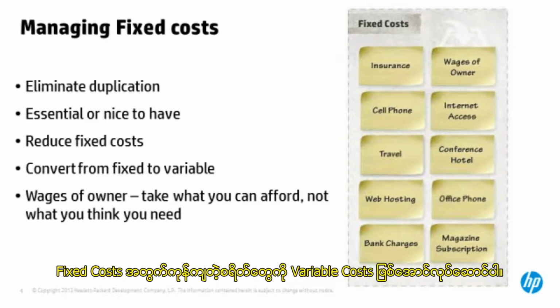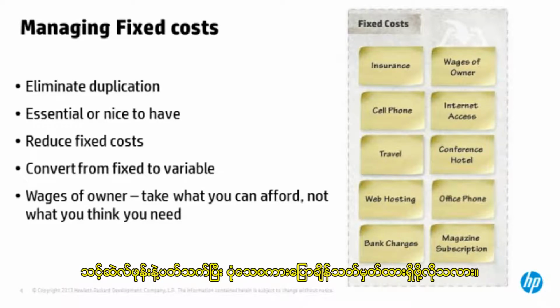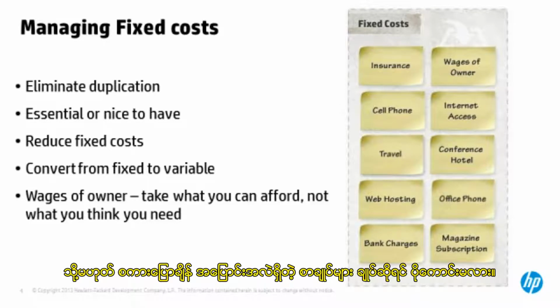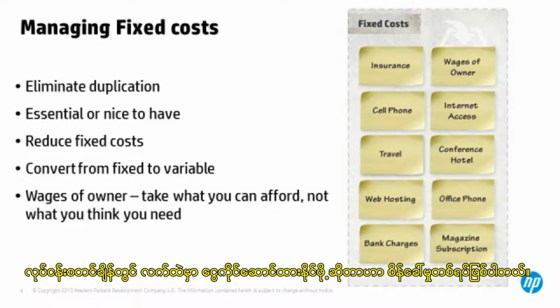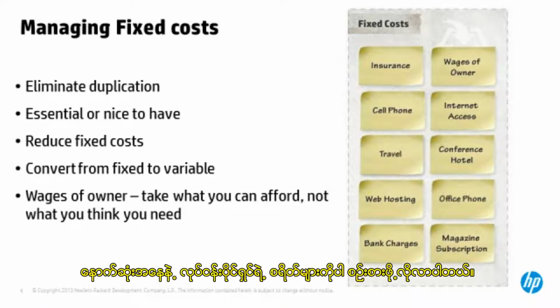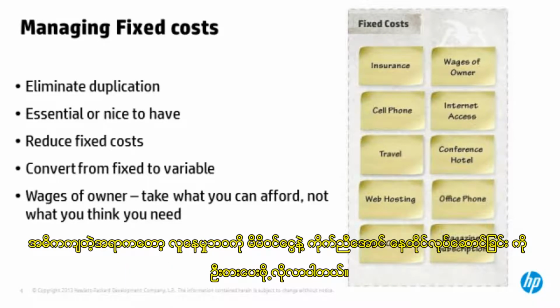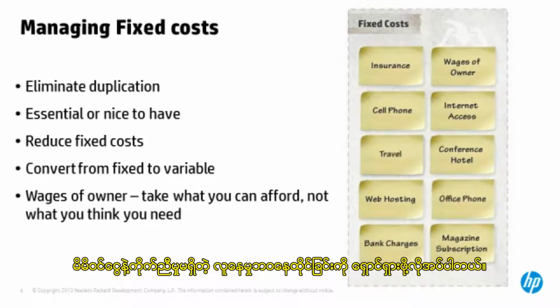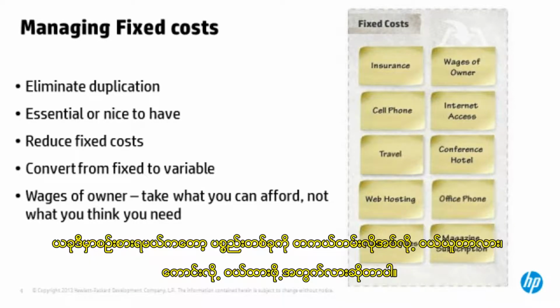Convert from fixed to variable. On your cell phone, do you need a fixed number of talk time units, or does it work better to have a variable contract? There is a price implication. However, in the beginning, regular available cash will most likely be a challenge. And lastly, we need to consider the wages of the owner. The key is to adjust your lifestyle to your income and not your income to your lifestyle. It very much falls into the above point of, is it essential or nice to have?